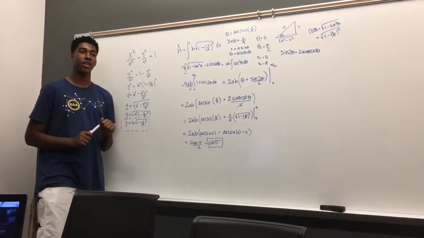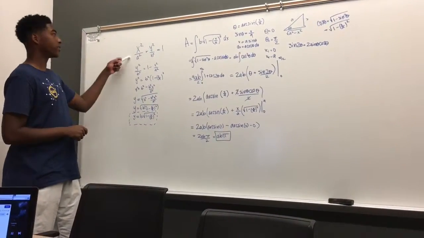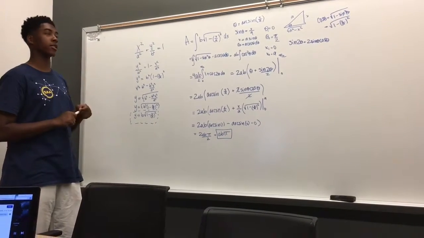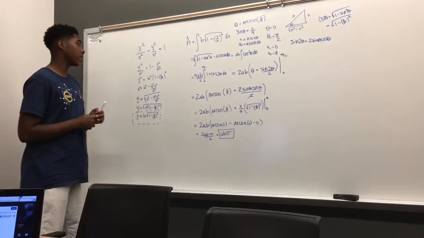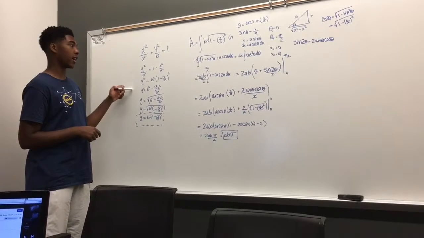I'm on Challenge 2016 in Math 2000. So this is the equation of the ellipse, and what you want to do is find the area. First off, you want to get y by itself on one side.